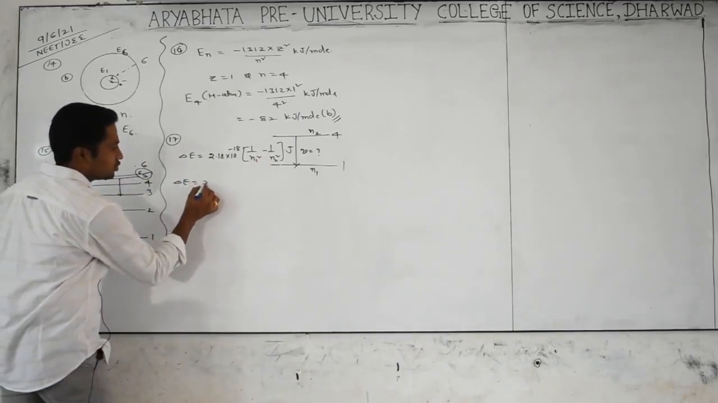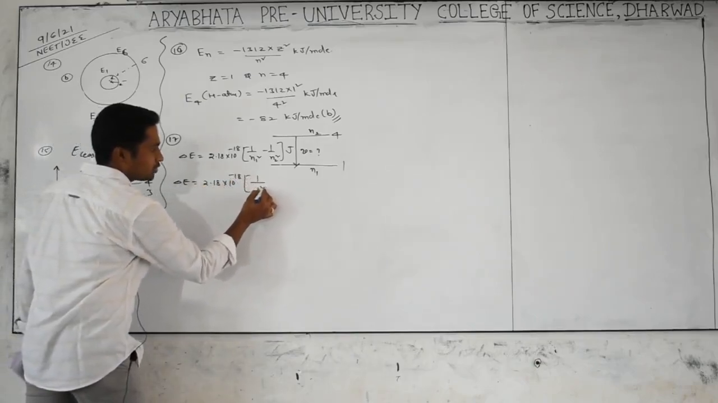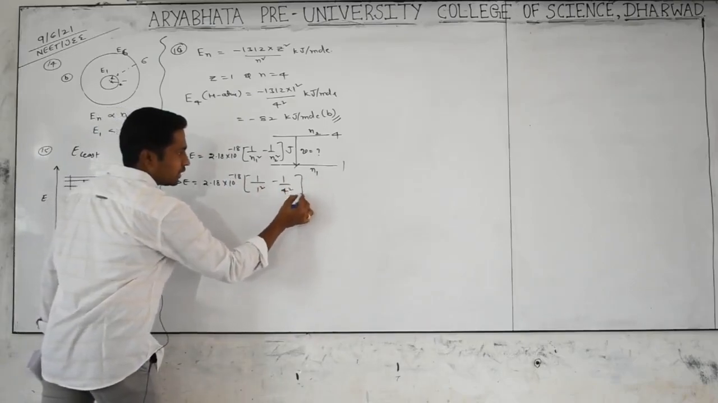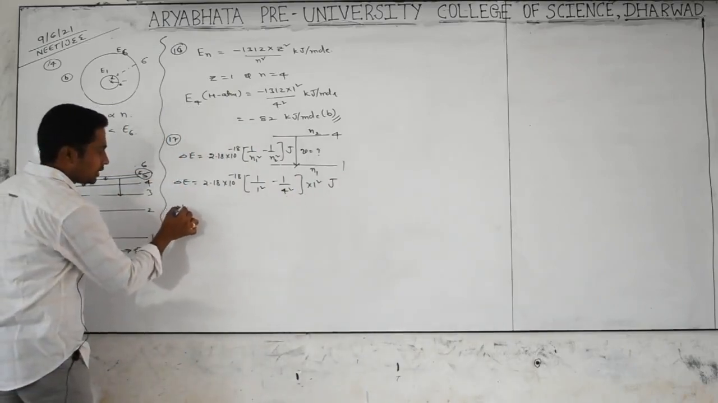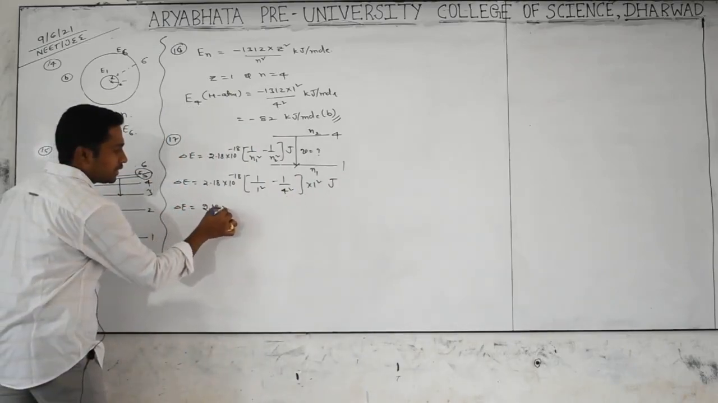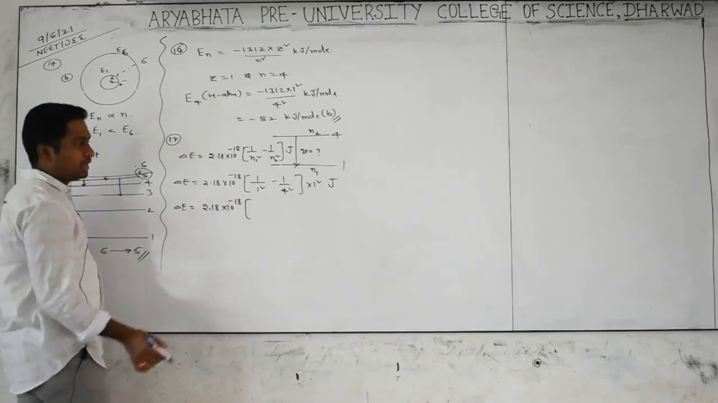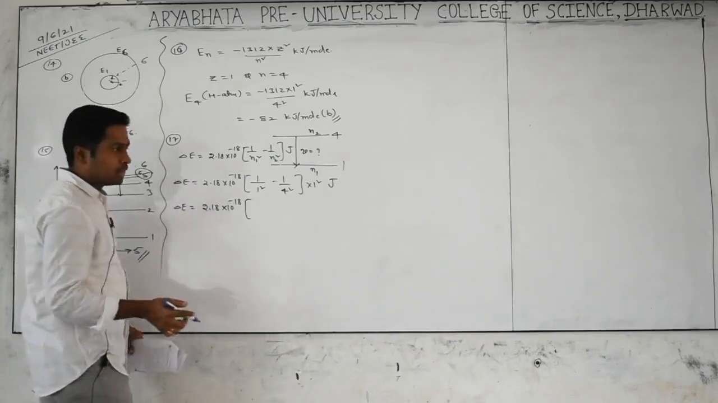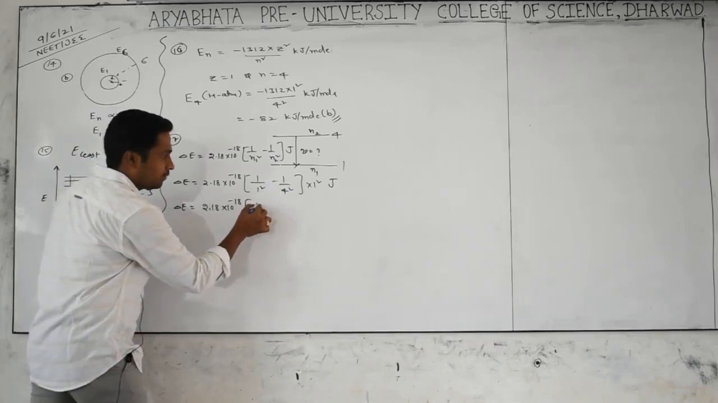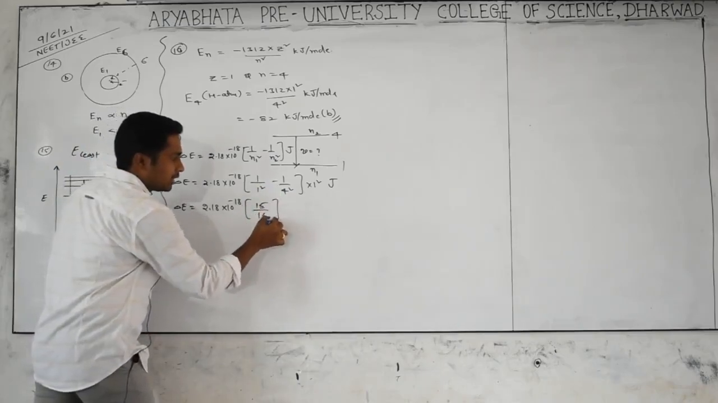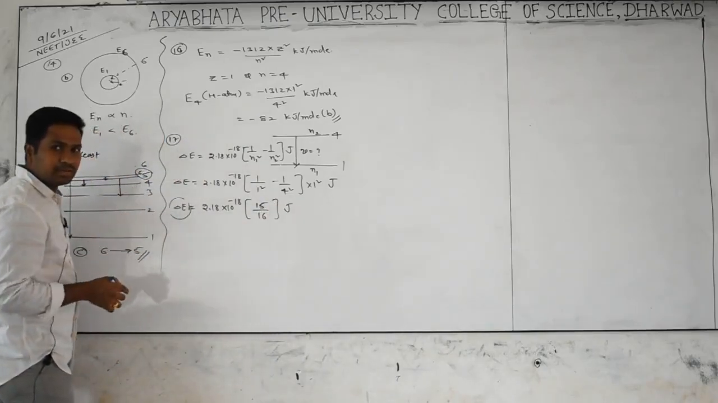Delta E is equal to 2.18 into 10 to the power of minus 18 into 1 by 1 square minus 1 by 4 square into z square, where z square is 1, in joules. Okay, do one more step. Delta E is equal to 2.18 into 10 to the power of minus 18 into 1 by 1 minus 1 by 16. Nothing but 4 to 1. So that's why we are getting 16 minus 1, nothing but 15, 15 by 16 joules.